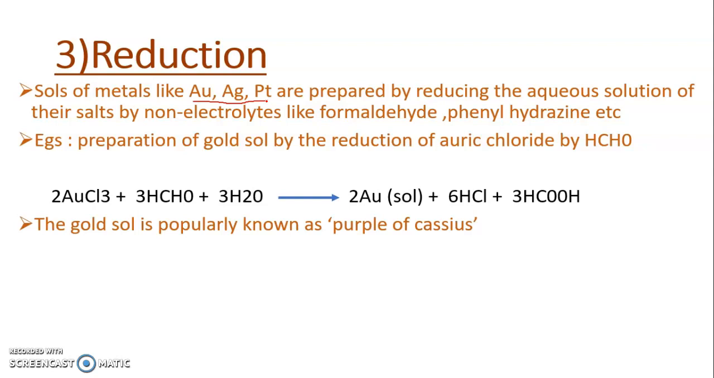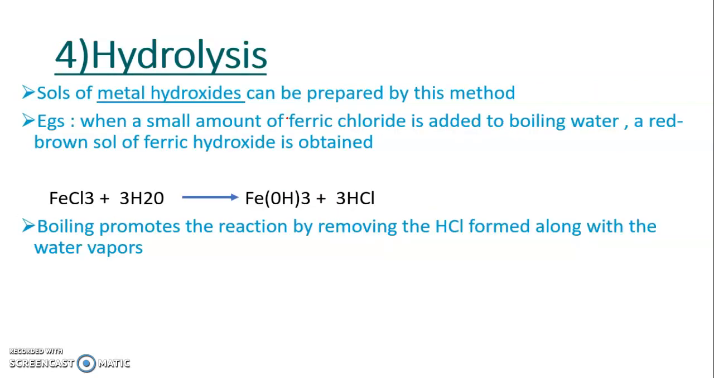Example, preparation of gold salt by the reduction of auric chloride by formaldehyde. See, we are reducing the chloride of gold, that is auric chloride, using formaldehyde to obtain the salt of gold as well as HCl and formic acid as byproducts. So here we are using the reagent, an organic reagent, that is non-electrolytes like formaldehyde, phenylhydrazine, etc. The gold salt is popularly known as purple of Cassius. The next method is hydrolysis.